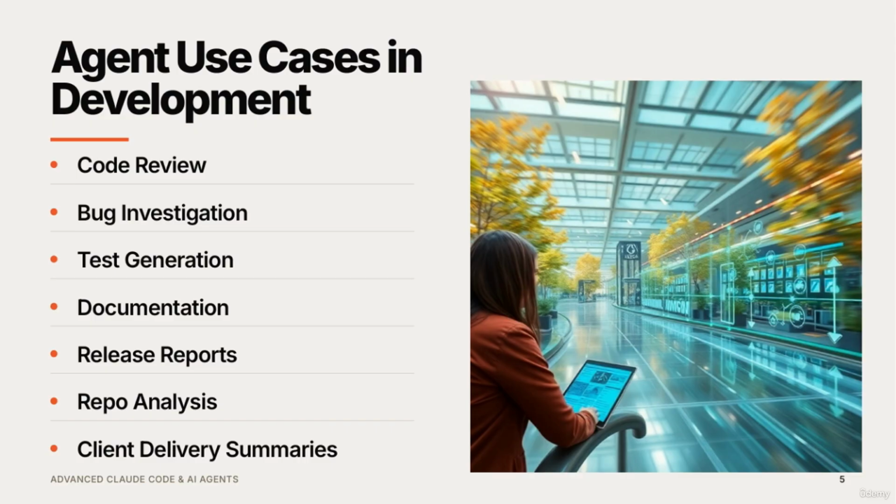Agents can compile these reports, highlighting key updates and potential risks. Repo analysis involves examining the code repository for insights, such as identifying outdated dependencies or potential bottlenecks, which agents can do quickly and accurately. Finally, client delivery summaries help keep stakeholders informed by summarizing what has been delivered and any important notes. All of these use cases showcase how advanced Claude Code and AI agents are transforming development workflows to be more efficient and effective.